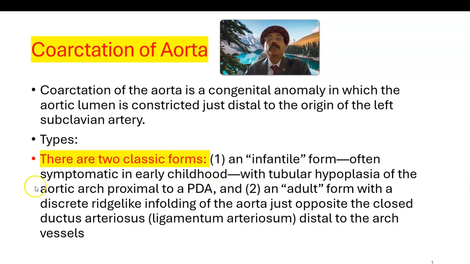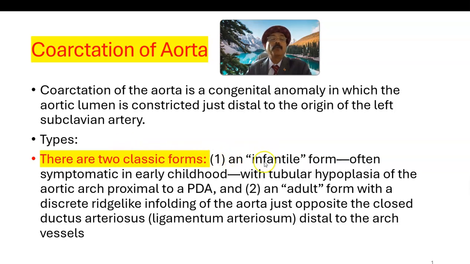Today I will discuss coarctation of aorta. Coarctation of aorta is a congenital anomaly. It is a birth defect in which the aortic lumen is constricted just distal to the origin of the left subclavian artery. There are two types of coarctation of the aorta.